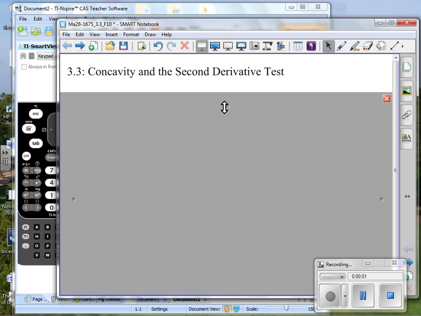Okay, in this section, now that we know that if we take the derivative, we get n extrema. We don't know if it's maximum or minimum. Wouldn't it be nice if we had some way to determine if that extrema was actually a maximum or a minimum without having to do the sign chart?